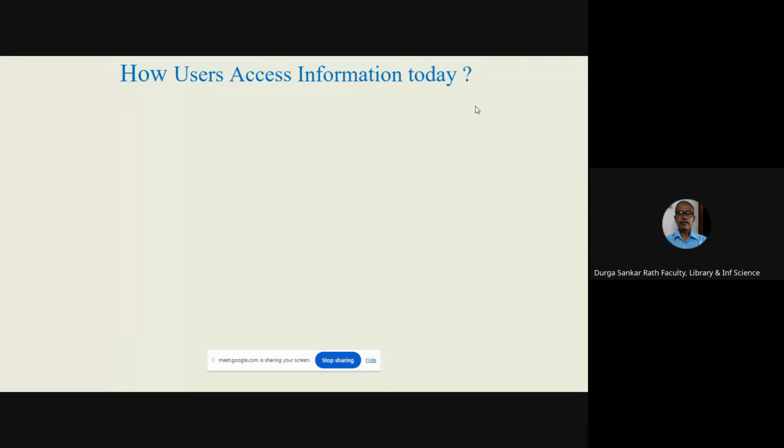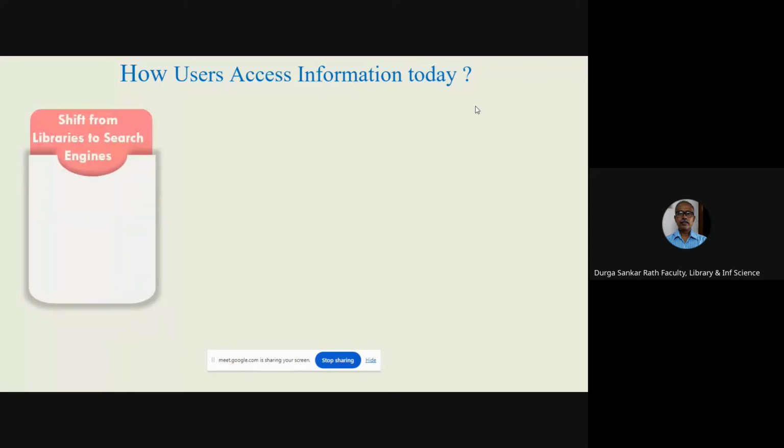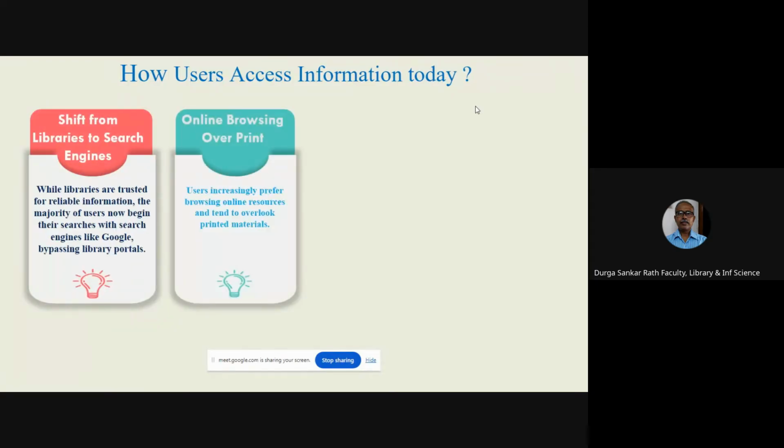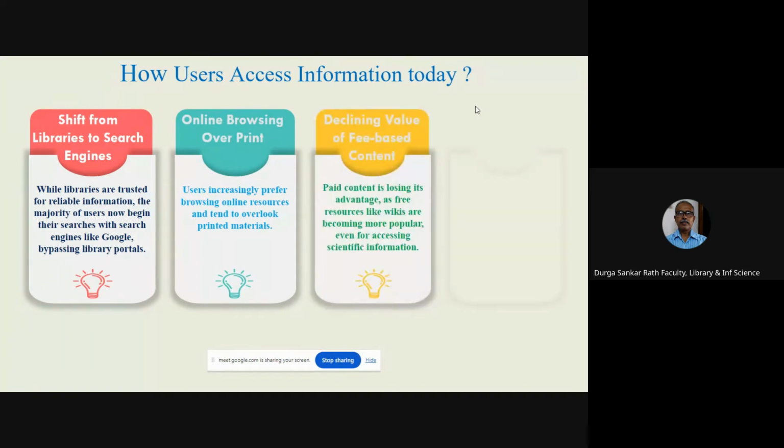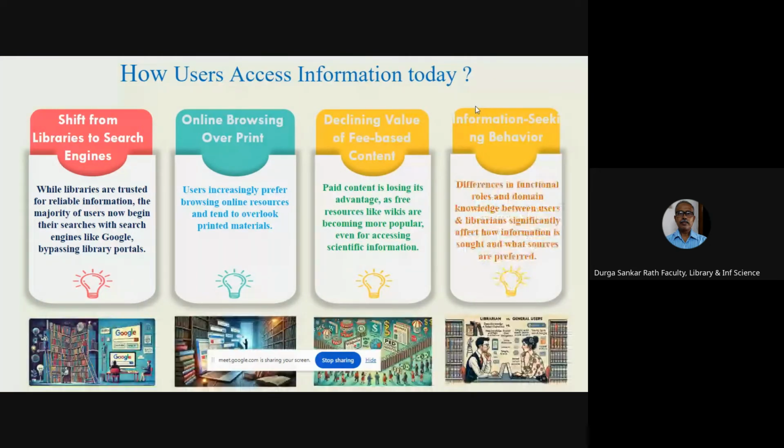Let's start with how users access information today in the present scenario. Shift from library to search engine, because earlier we were entrusted with the responsibility of making all the recorded resources of the world, whatever is available to us, more used. We are trying to make users understand that unless it is getting used, probably it is of no use.